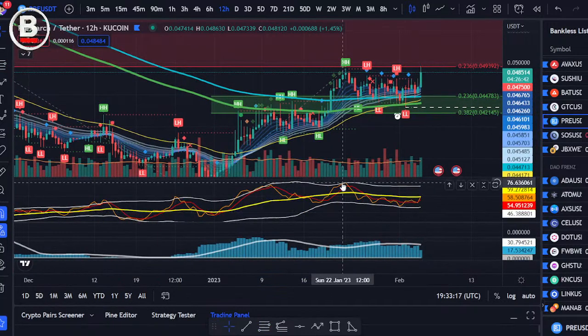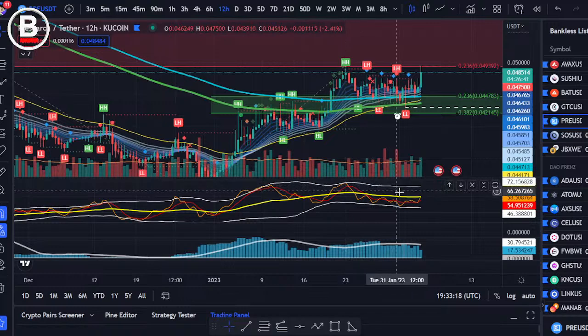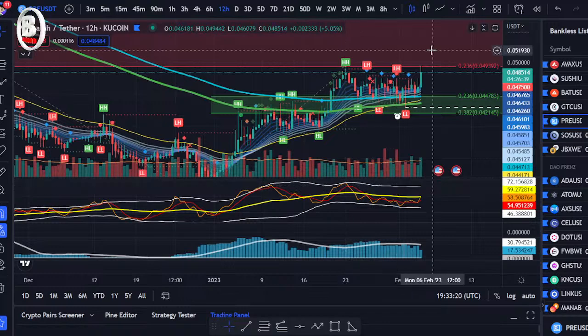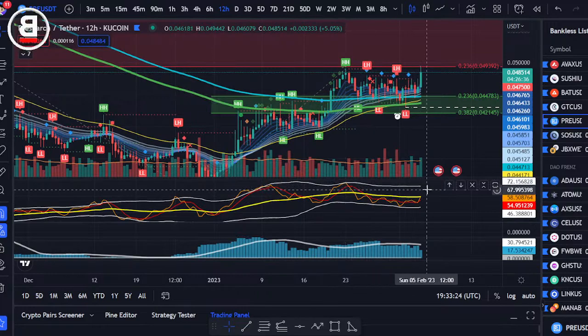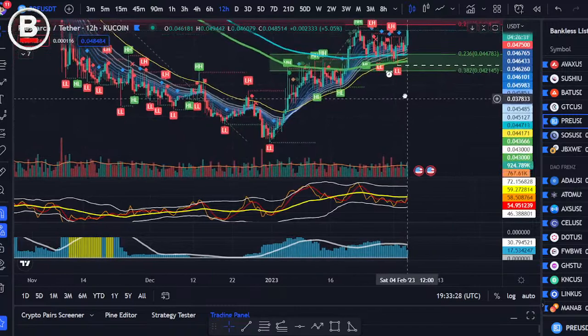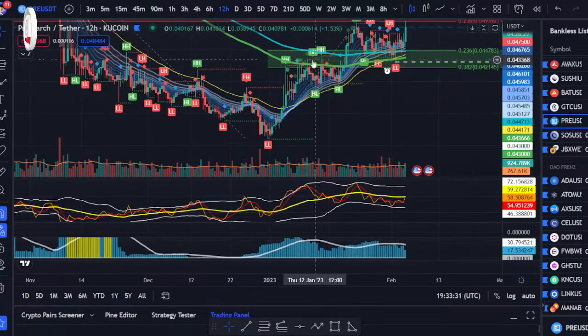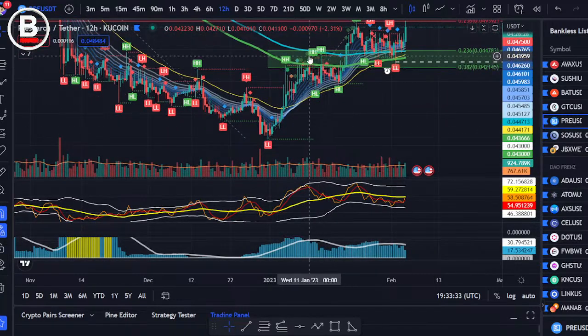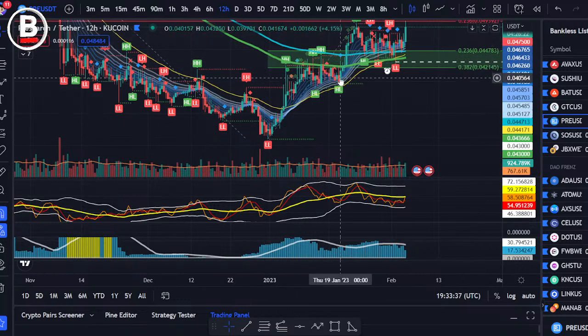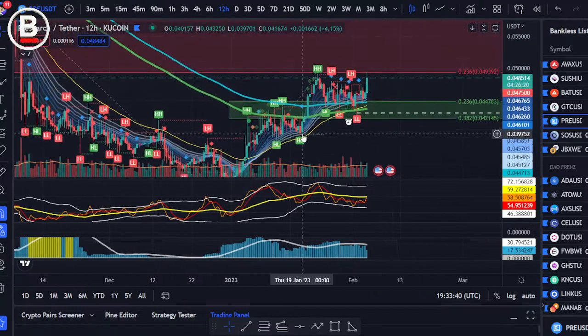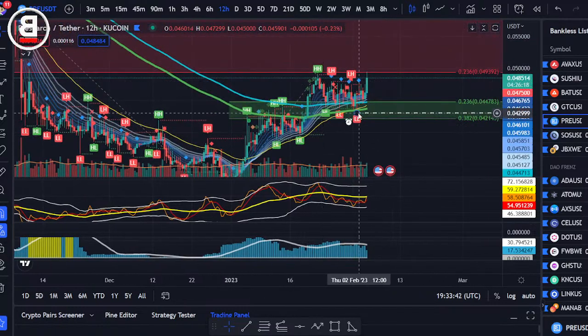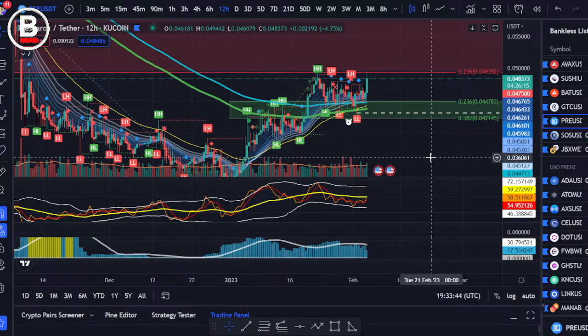We're looking for a higher high and divergence in order to potentially see more of a correction. 1, 2, 1, 2, or... let's see.